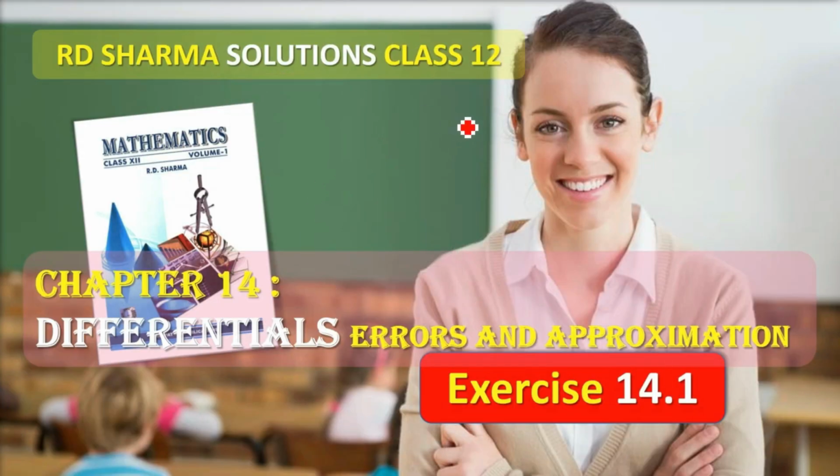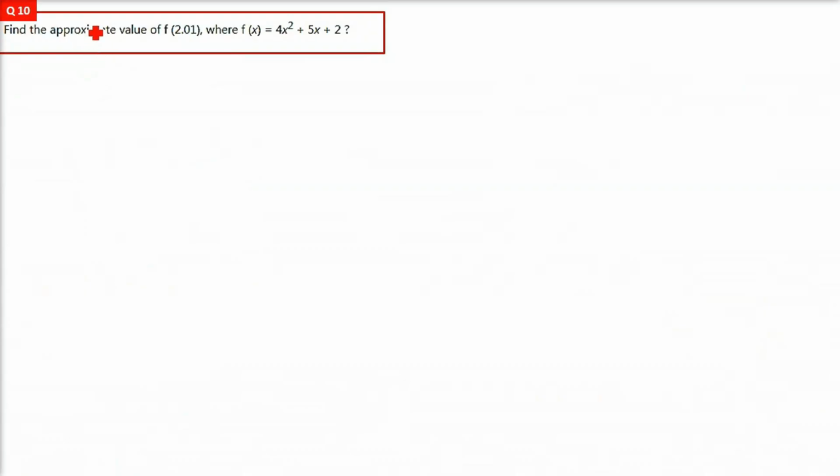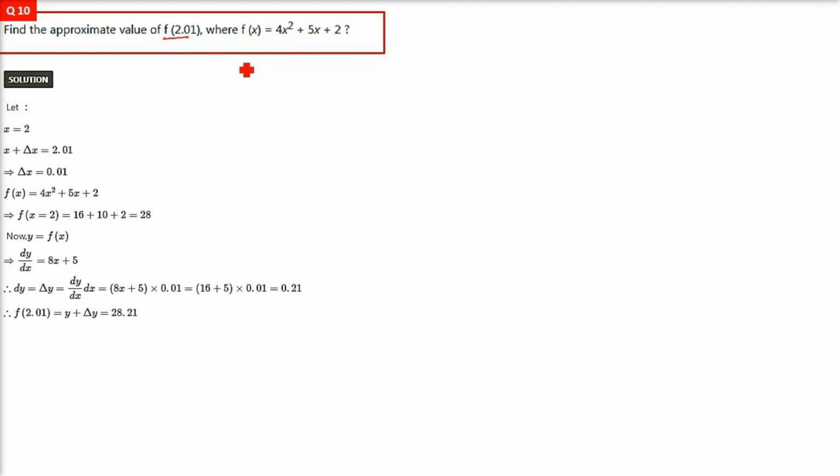This is R.D. Sharma Solution Class 12, Chapter 14, Differentials, Errors and Approximation, Exercise 14.1. Find the approximate value of f(2.01) where the function is 4x² + 5x + 2. We can generally say, by previous experience, that this 2 can be taken as x and the other part after the decimal can be taken as delta x.